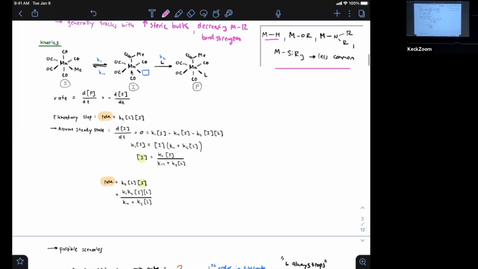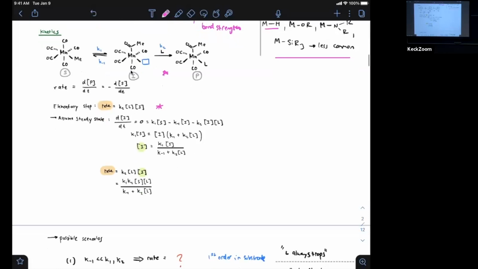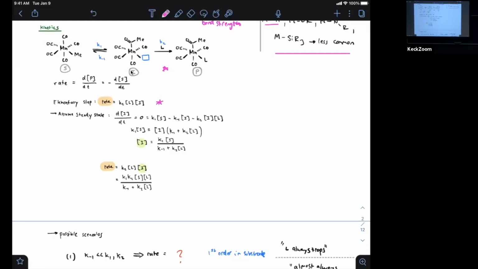So I've done the math out ahead here, just so I don't screw it up when I'm doing it in live time. But if you're not clear on this, you can do it yourself without looking at the notes and convince yourself that you'll get to the same thing. The key step we need to consider in the initial rate expression is this step going from intermediate I to product P. So we draw out that rate expression, and then we use the steady state approximation, where we're saying the change in concentration of the intermediate is zero.